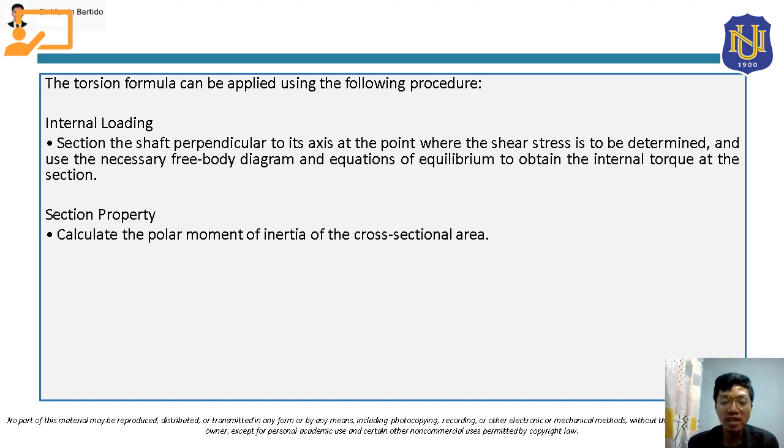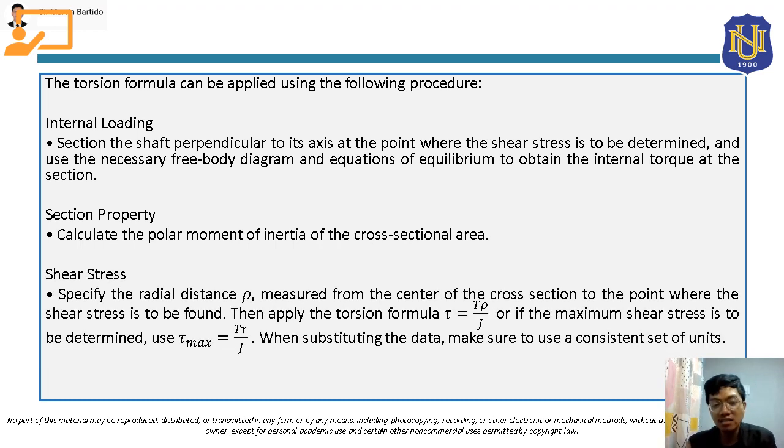Okay, and after that, we have to solve the section property. So we have to calculate the polar moment of inertia of the cross-sectional area. And lastly, to solve for shear stress, specify the radial distance rho measured from the center of the cross-section to the point where the shear stress is to be found. Then apply the torsion formula. Tau is equal to T rho over J, or if the maximum shear stress is to be determined, use tau max equal to TR over J. When substituting the data, make sure to use a consistent set of units.